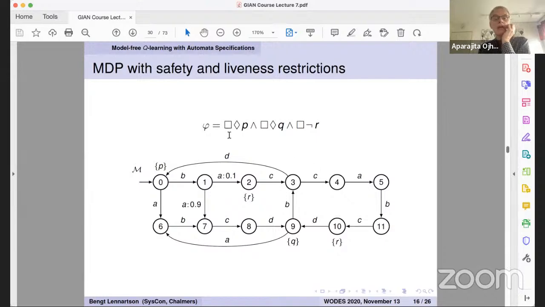And on the other hand, I would like to obtain a policy which repeatedly arrives into state 0 with state label P, but also state 9 with state label Q, which means that it's not okay to move around like this, because then I will not satisfy that specification. And it's also not okay to go around here to get this state Q repeatedly, but not P. So both of them I would like to have.